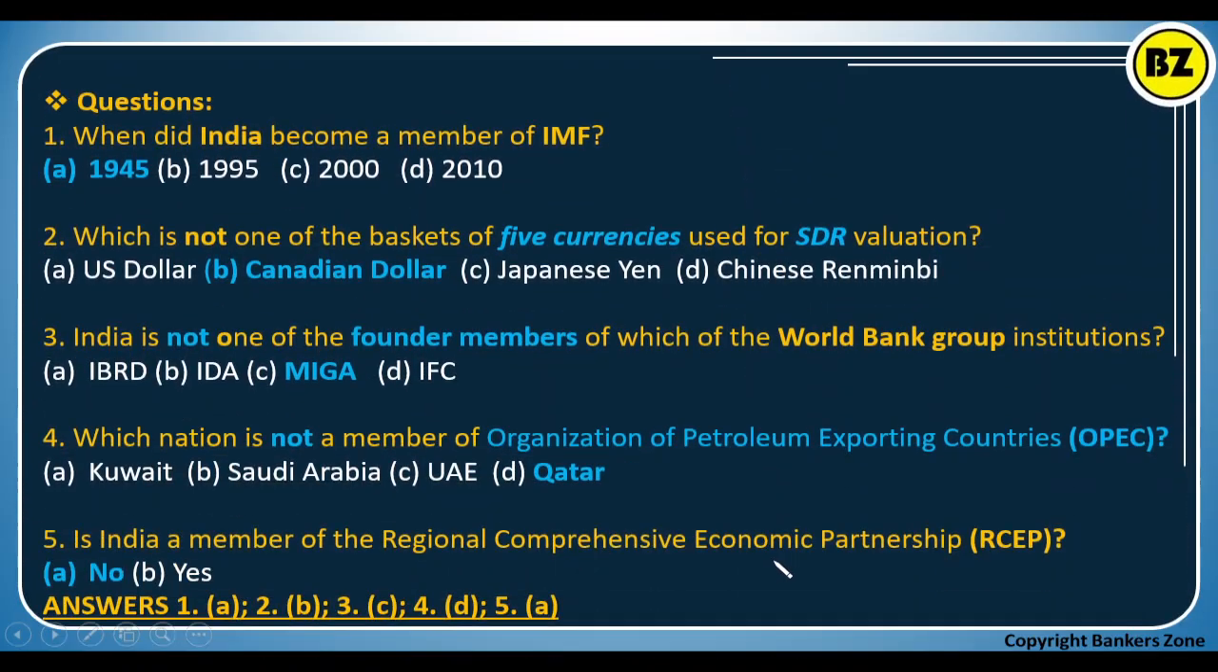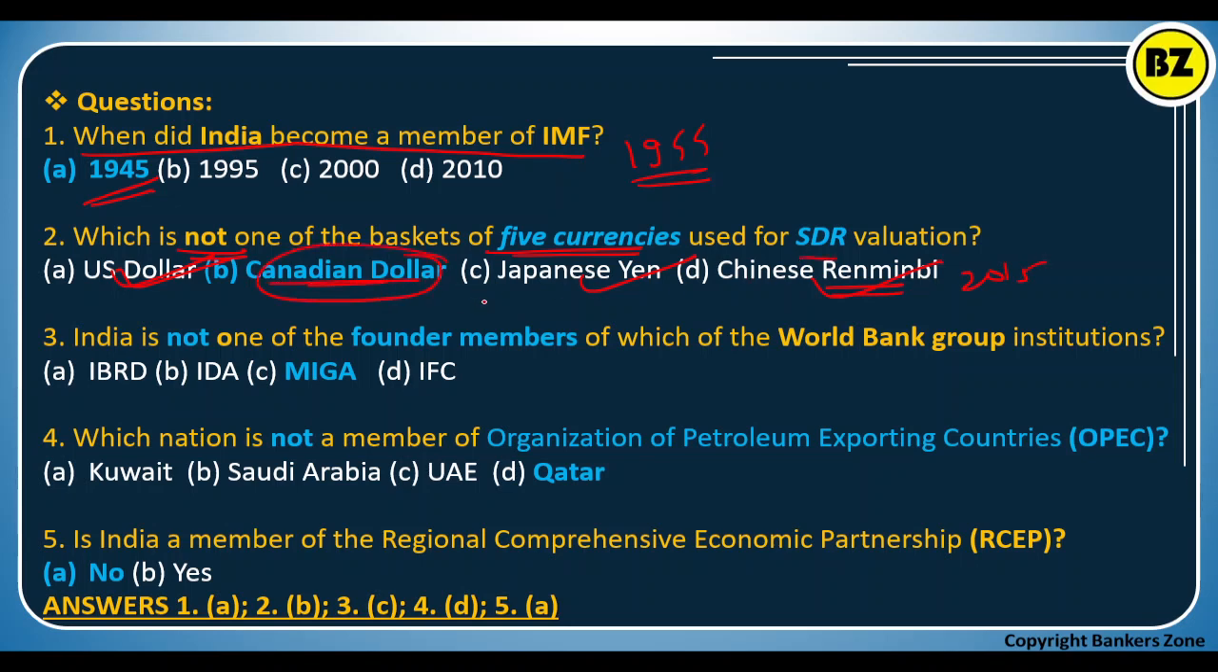Now see how questions can be expected in the examination. When did India become a member of IMF? India became a member of IMF in 1945, but it was established in 1944. Which is not one of the basket of 5 currencies? The dollar is in the 5 currencies of SDR, and so is the Japanese yen. The Chinese renminbi was also added in 2015, but the Canadian dollar is not part of the SDR.